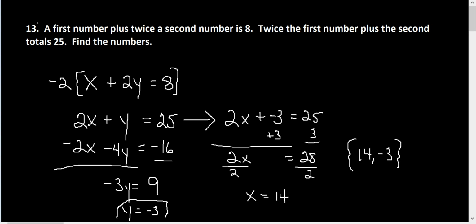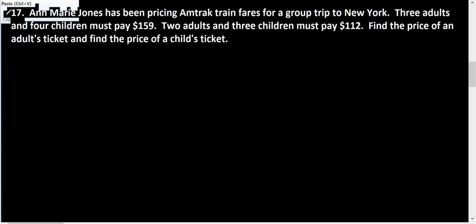Next up, number 17. Now, when we have story problems, the first one wasn't so meaty, but this one is. So I'm going to read it, reread it, until you understand what's going on. Anne Marie Jones has been pricing Amtrak train fares for a group trip to New York. 3 adults and 4 children must pay $159. 2 adults and 3 children must pay $112. Find the price of an adult's ticket and the price of a child's ticket.